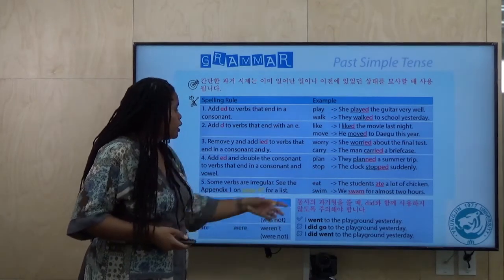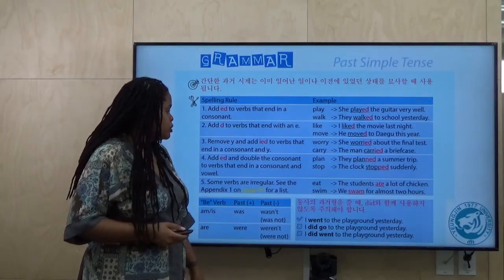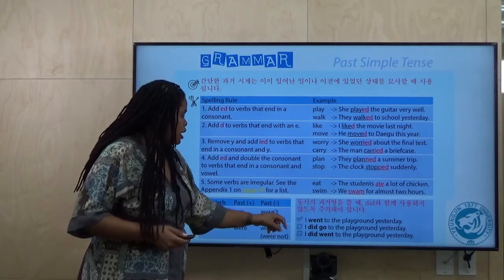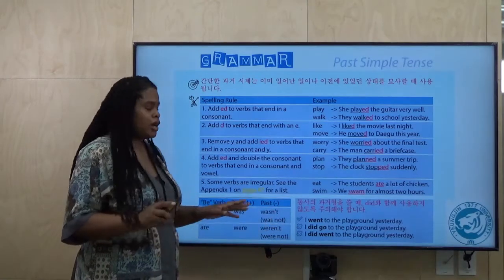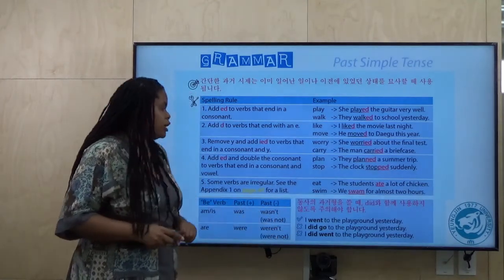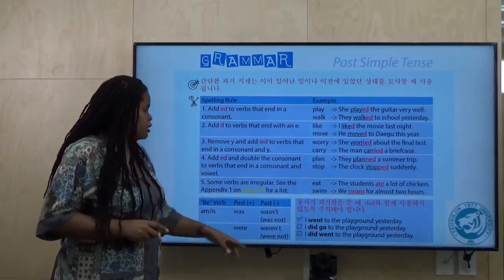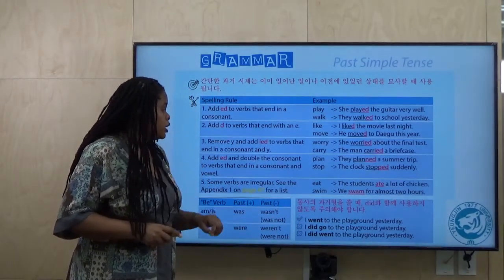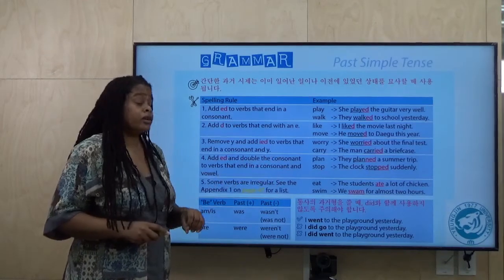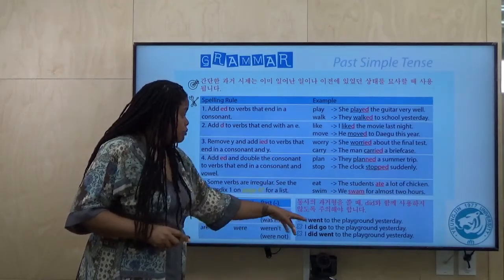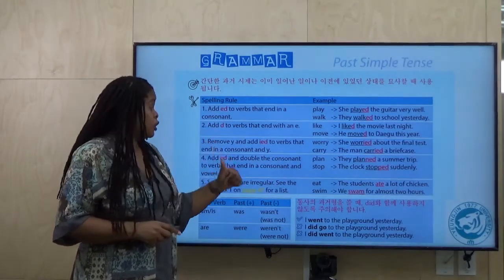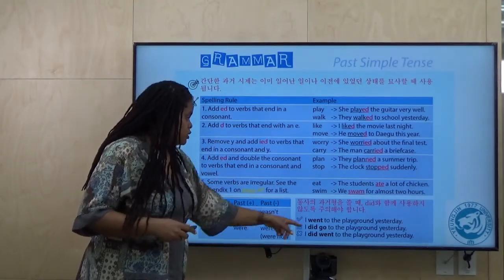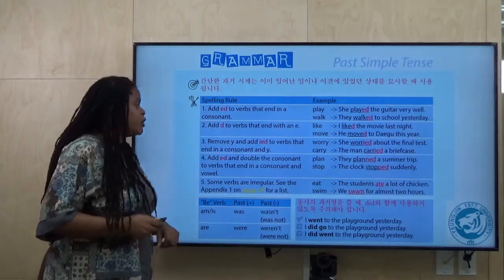Please be careful, again, this is part of the irregular verbs. I went to the playground yesterday. I did go to the playground is not correct, and I did went to the playground is also not correct. The word they're using, the base, is go. So I go to the playground today. But the past tense of go is went. Go is one of the irregular verbs, so it's went. You don't use did, you use the irregular form.